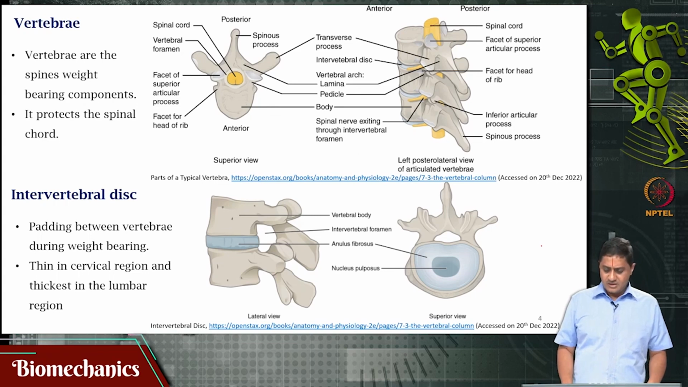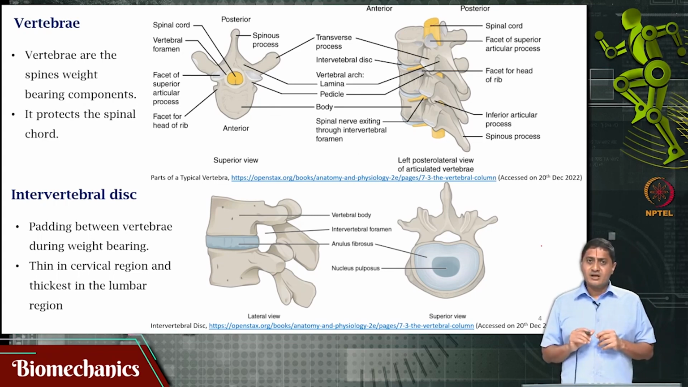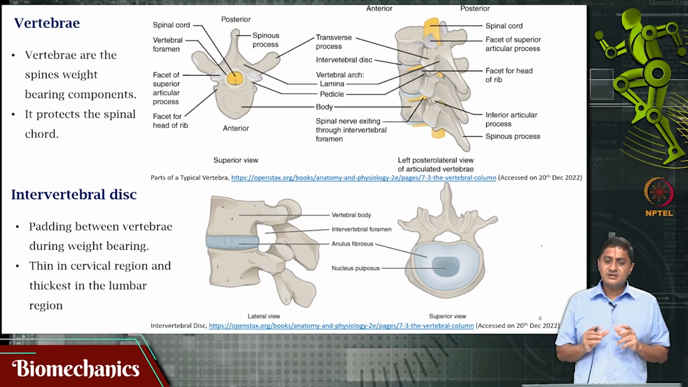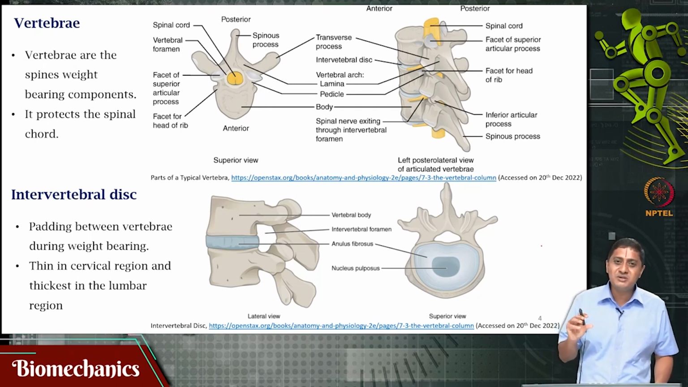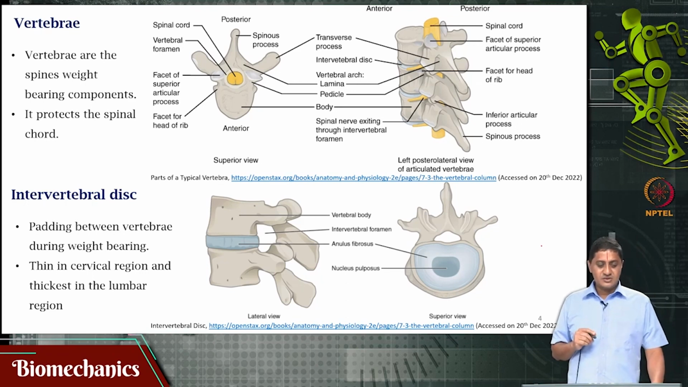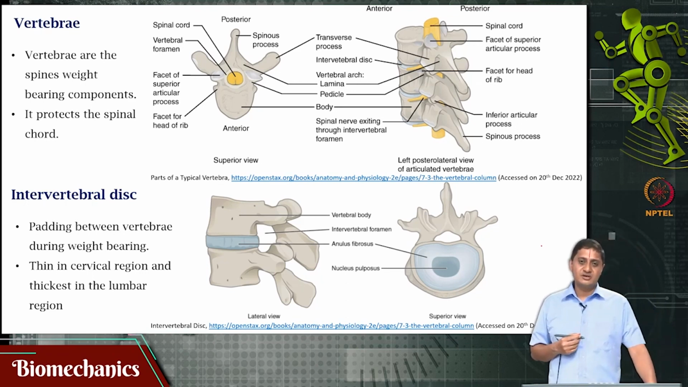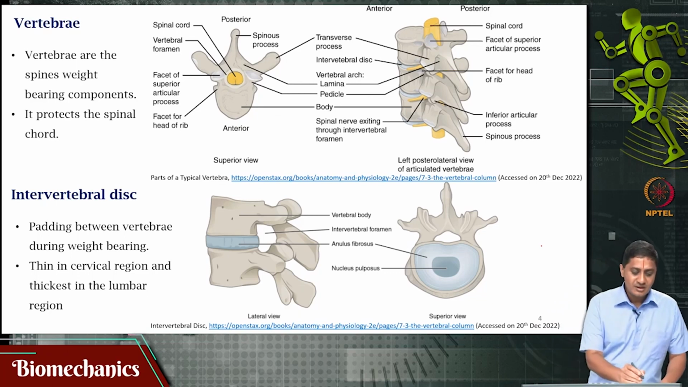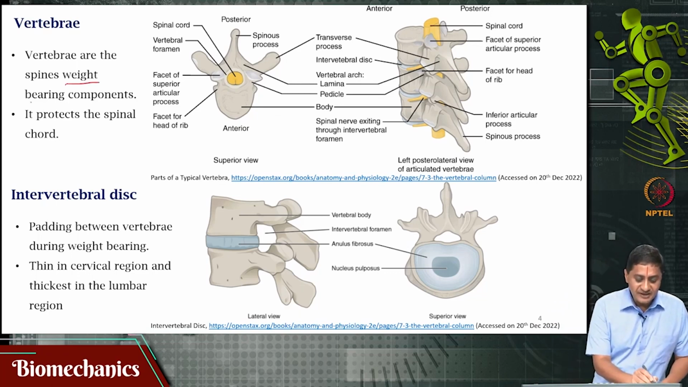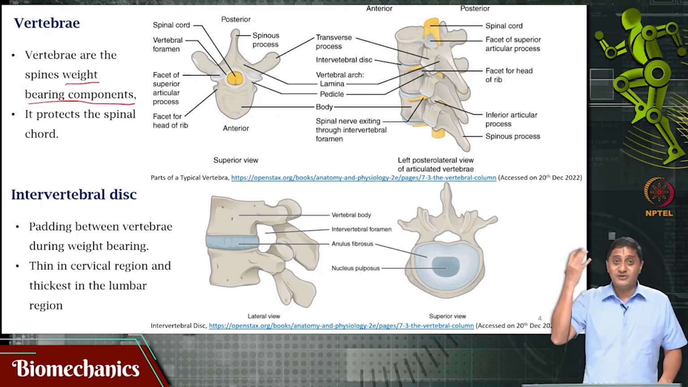So, between vertebra, some movement is possible. They are joined together, but they are not joined together in all dimensions. So, some small relative movement between two vertebra is possible. A major contribution of the vertebra is to bear the weight of the structures that are above them.